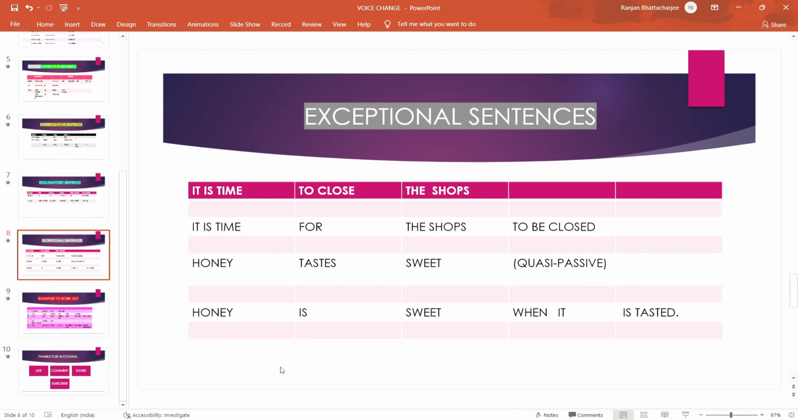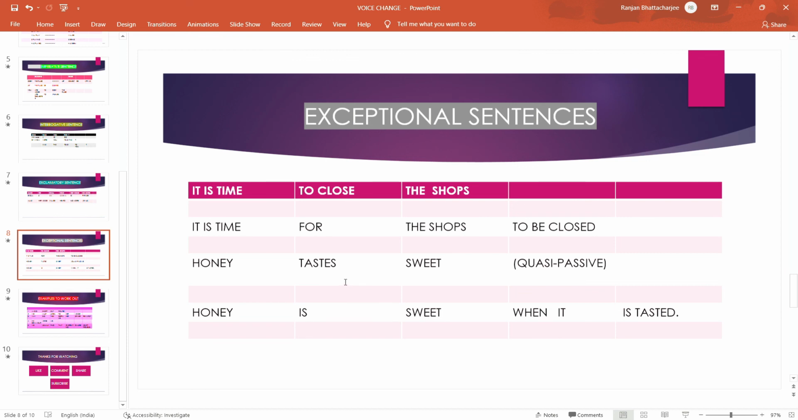Another example that I have taken is: honey tastes sweet. It is an example of quasi-passive voice. Quasi-passive means half passive. How can we solve it? This is very easy, and it does not accept the normal or general rules. Here, whatever subject is given will remain. Then if the main verb is in the present tense, the present tense be verb is used according to the subject. So after honey, the present tense be verb is used, and then the adjective, sweet, will remain. So honey tastes sweet becomes honey is sweet.